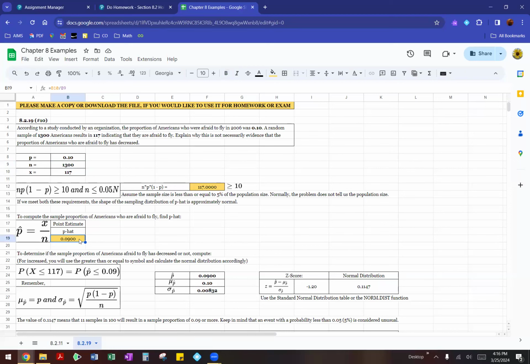Okay, so once we have that, to determine if the sample proportion of Americans afraid to fly has decreased or not, we will basically need to do this little calculation over here that you see.